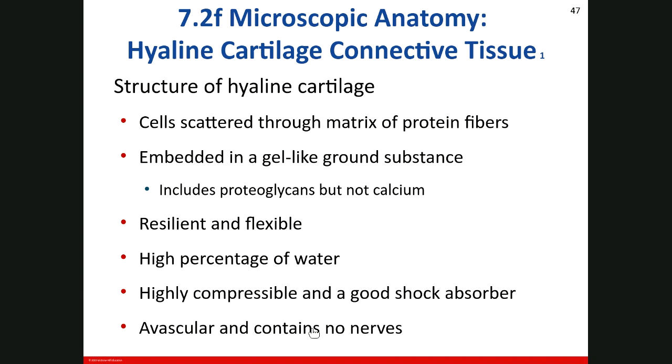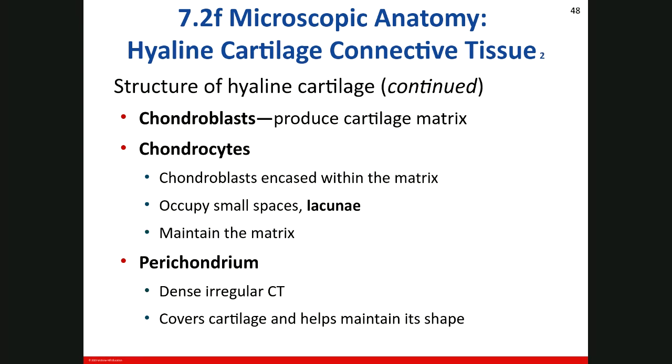The cartilage is avascular and it doesn't have any blood vessels. And we have two types of cells in the cartilage. One of them is called chondroblast, which can produce the matrix of the cartilage, and the other one is called chondrocyte. The chondrocytes are located inside the matrix in the spaces which we call lacunae, and they can maintain the matrix. And around the cartilage, we have perichondrium, which is a dense irregular connective tissue that covers the cartilage and helps maintain the shape of the cartilage.